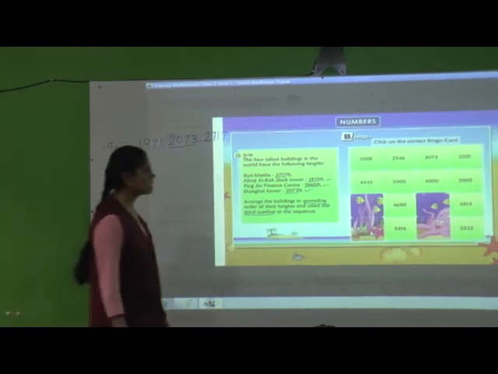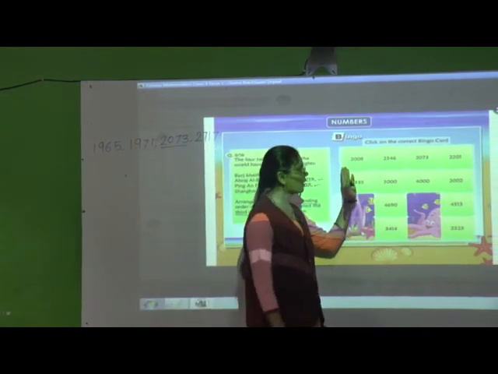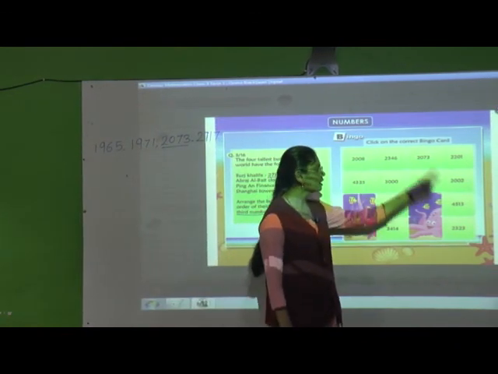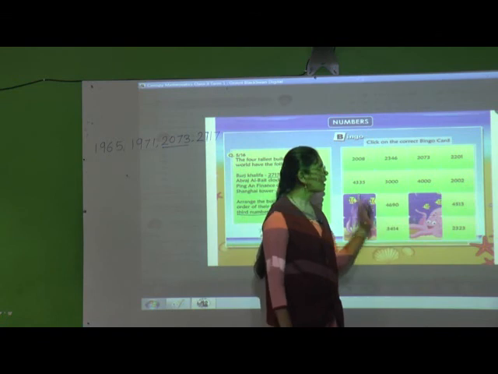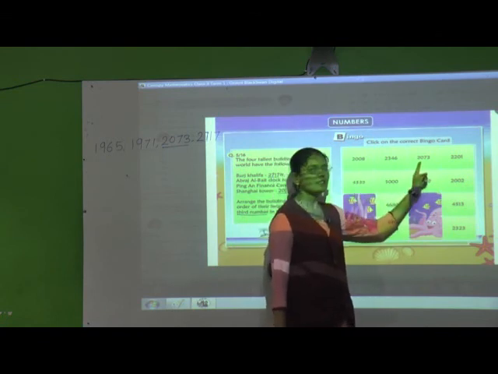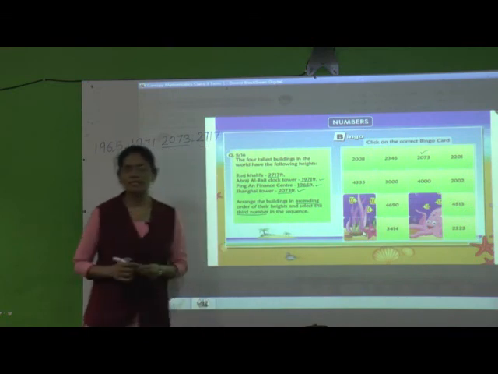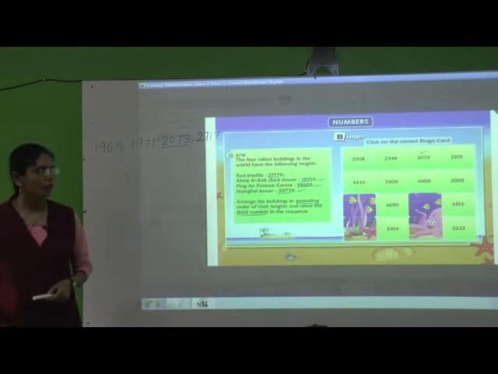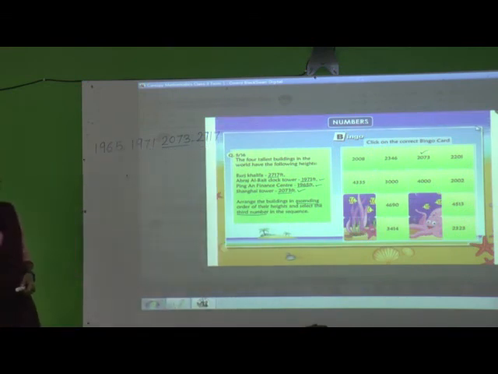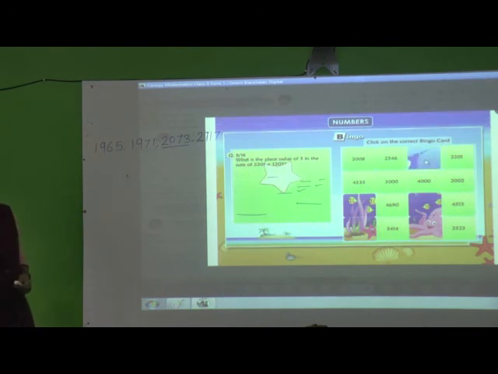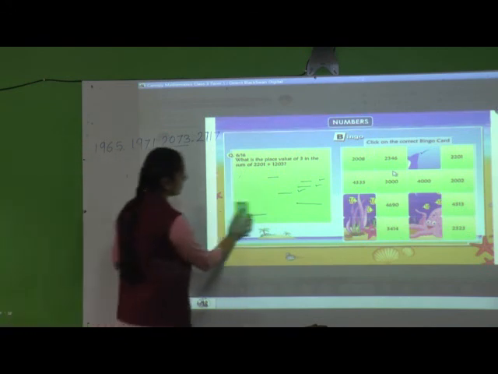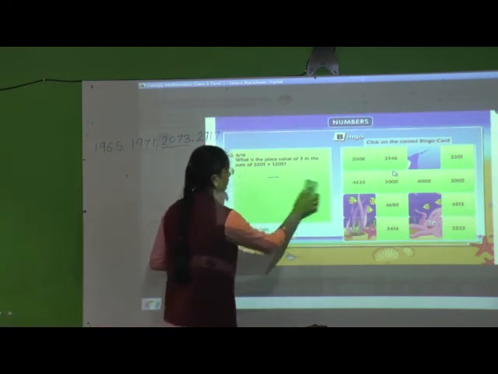2073. Now students, what do you have to do? You have to find out the same number here. See here, where is that number? Yes, the number is here. Okay, then we will see whether our answer is correct or wrong. So I will click on this number. Yes, we got the star, means our answer is correct. Now move to the next question.